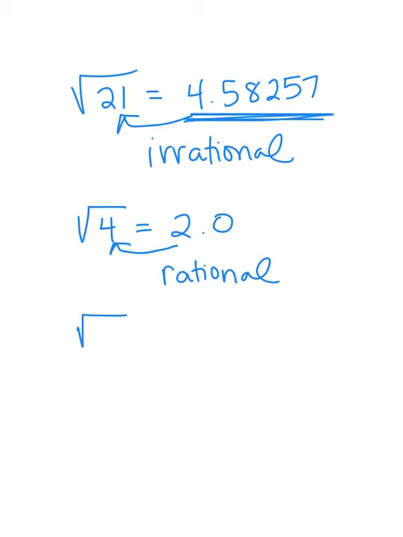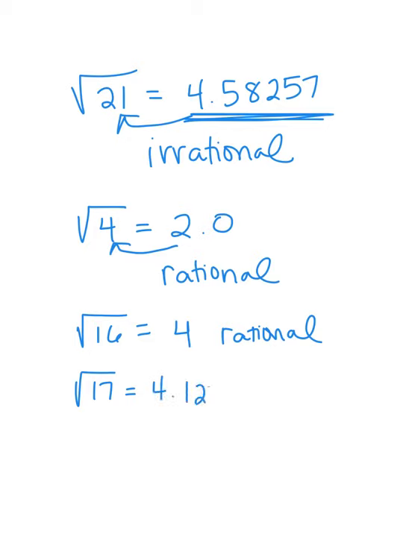Now how about the square root of 16? The square root of 16 is 4. 4 can also be written as 4.0. Anytime it's just a whole number like that, again, it is going to be rational. You should have a calculator on your iPad that will do square roots for you. Okay, next one, square root of 17. That gives you 4.12310. That has not a repeating pattern, but it does end in this zero. Whenever it ends in a zero, it is also rational.